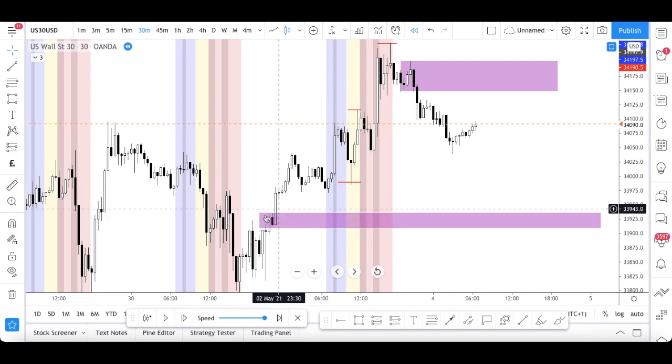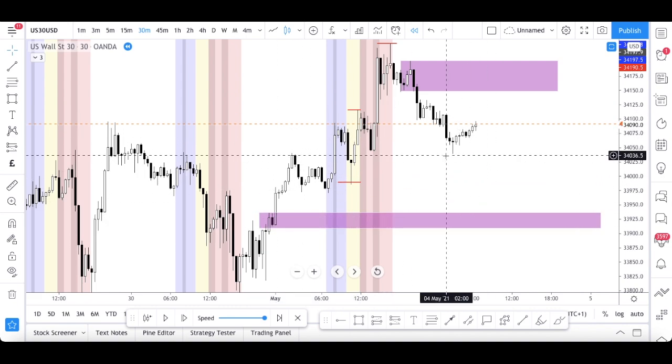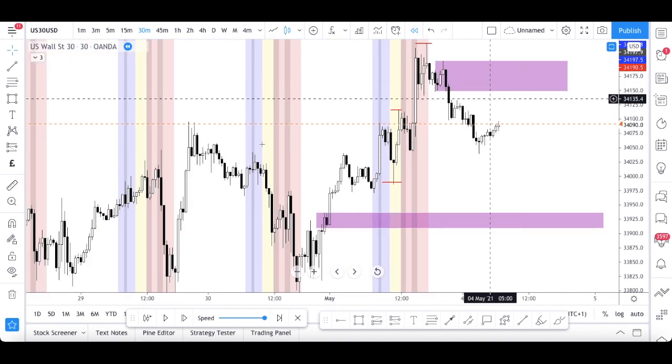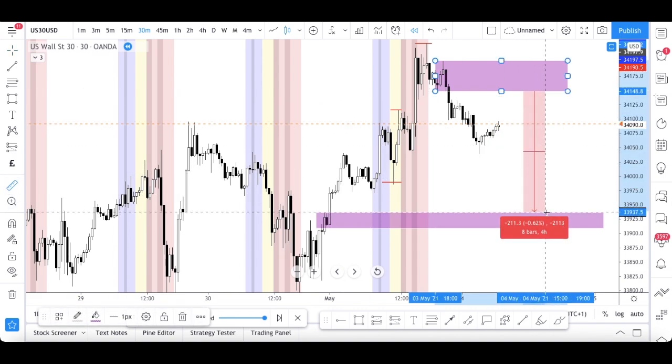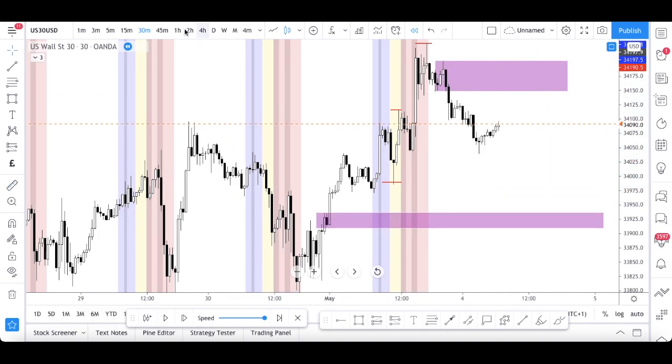That was my main TP, because I thought there was a nice area of demand down in here which still hadn't been respected. So I was looking to capitalize off of this main movement here. We're looking to gain at least around about 200 points on this trade.